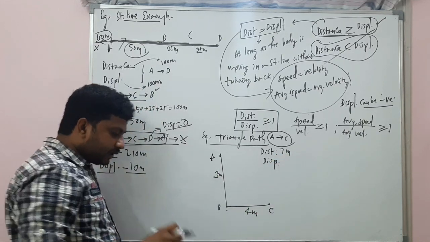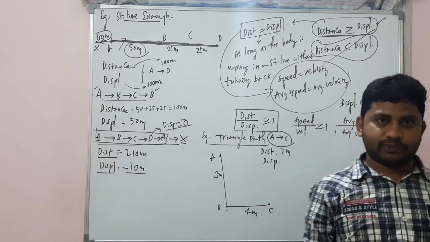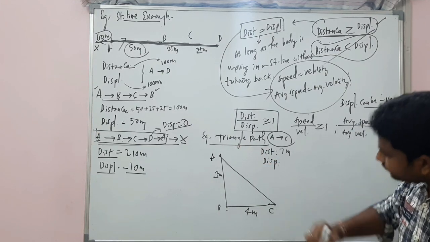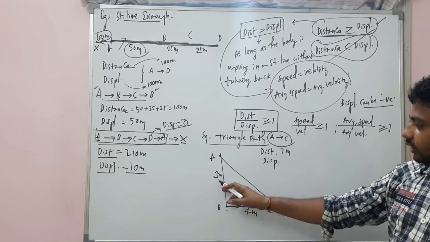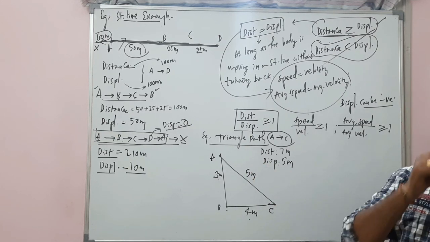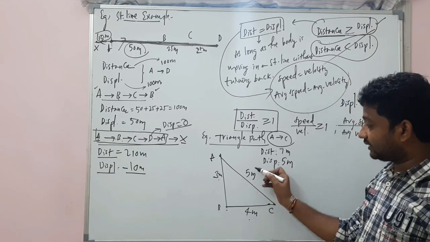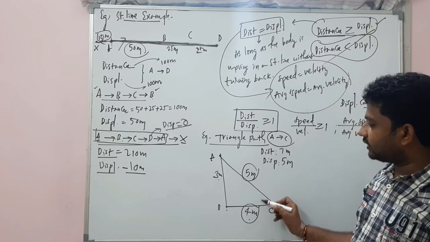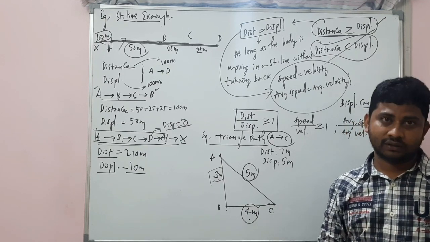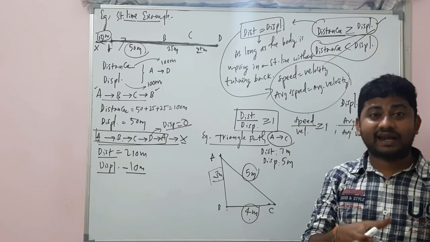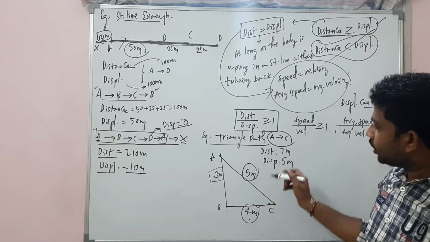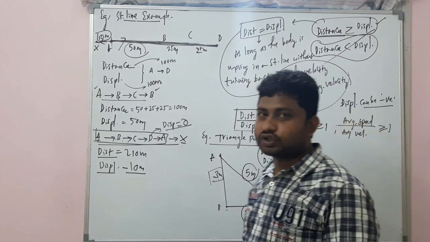Displacement, I told you, means identify the initial point and the final point. Look here, A to C became the hypotenuse. So with 3 and 4 it will be 5 meters. According to Pythagoras theorem, displacement is 5 meters. Sometimes a question can also be asked like this: this 5 will be given, this 4 will be given, and they ask you to find this side. This side is 3 meters. I think you discussed this in basic mathematics also, and in physics in 6th or 7th standard. So this is how triangle shape questions you can solve.